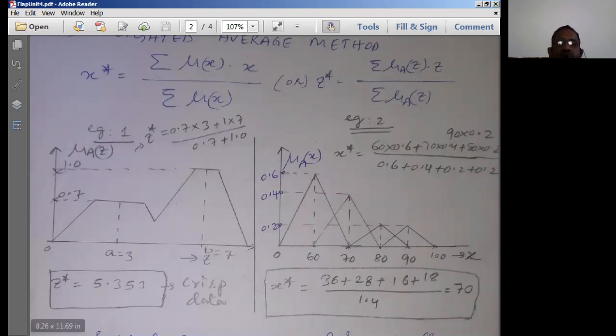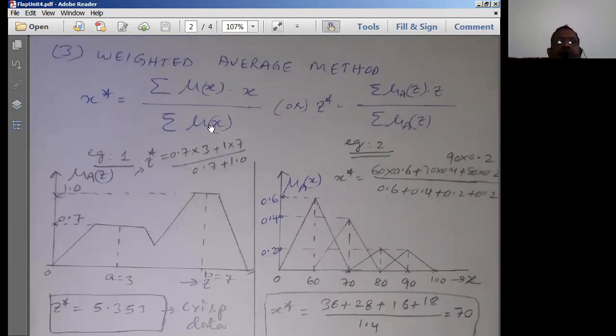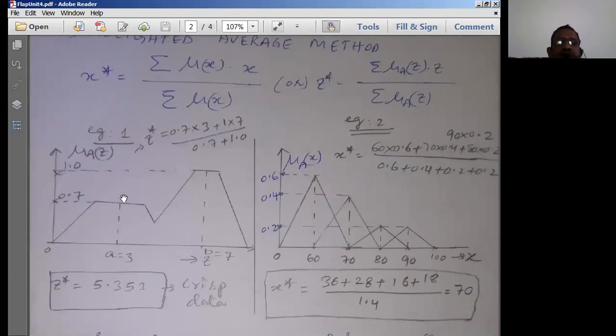Let's take up this problem now. So in this problem, if you see, there are so many values starting from 0 to say 9 or 10 here. Then the middle of this trapezoid is having 3. The middle of the second trapezoid is having, say, 7. Okay. So weighted average method. Weighted average means what? You should take the middle value of this multiplied by its corresponding value of the membership element of the fuzzy set.